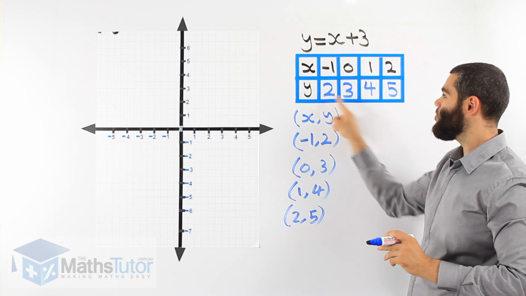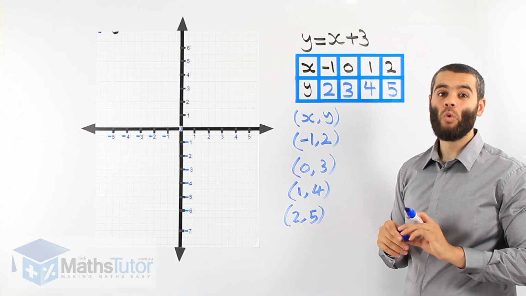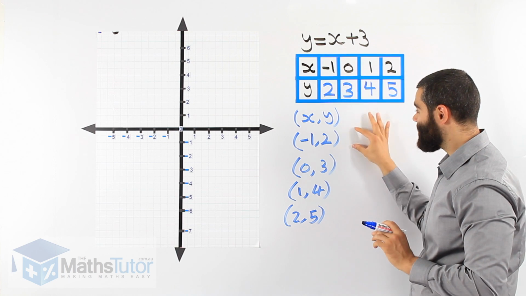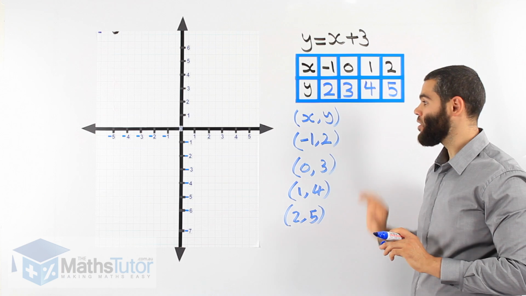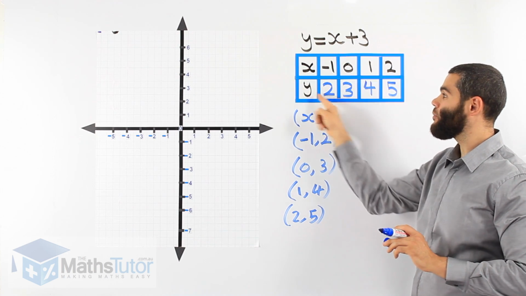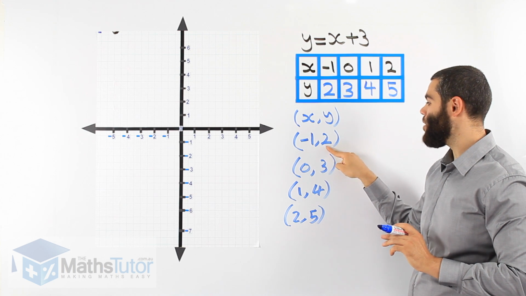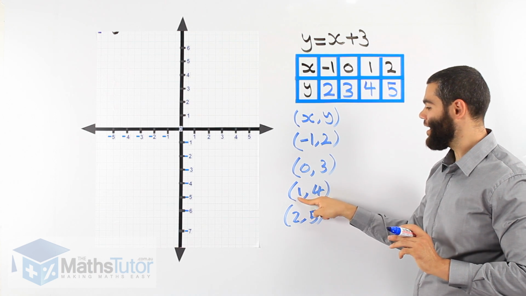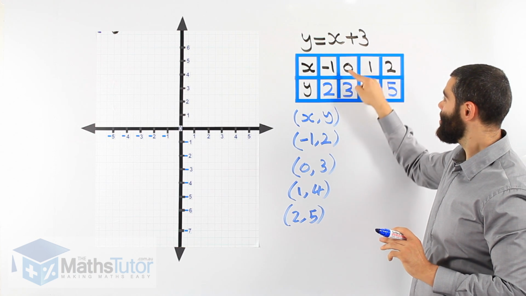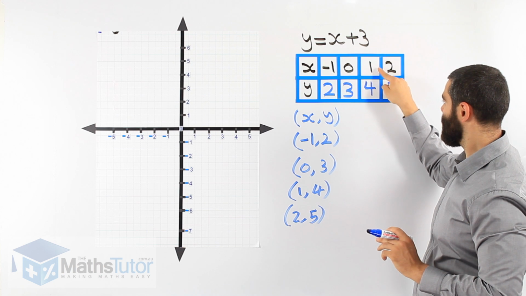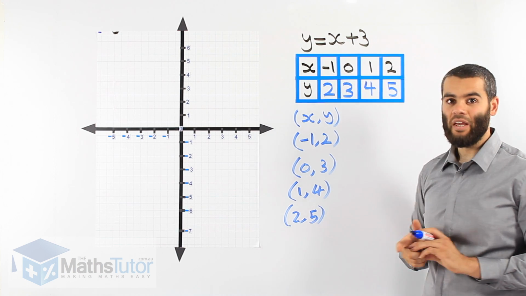Now this is exactly the same as that. This is in table form, the table of values. This is in coordinate form. These are our coordinates, meaning these are the points that we're going to graph on the number plane. Where did you get them from? From the table of values. So this is our x and this is our y. X, y, x, y, x, y, and x, y.